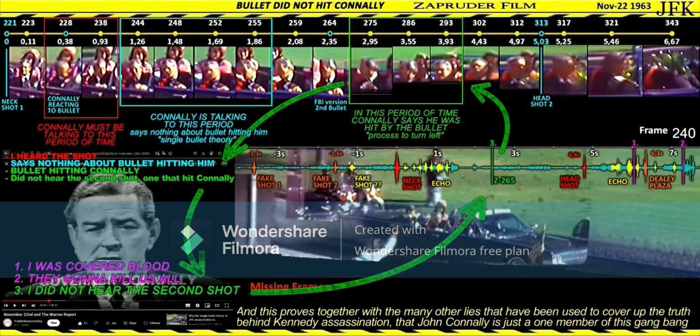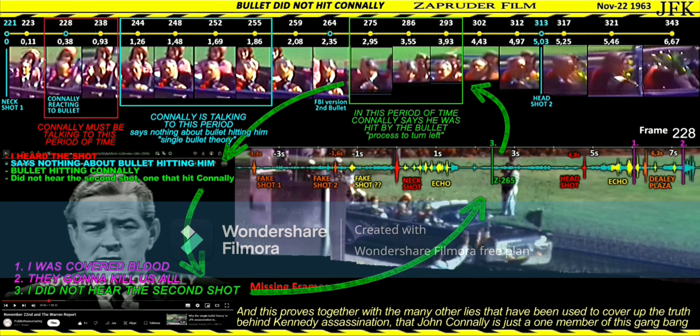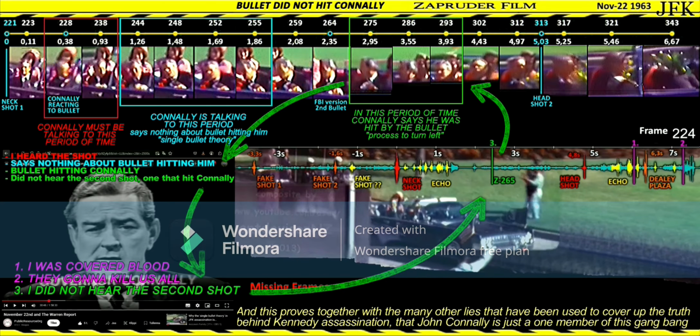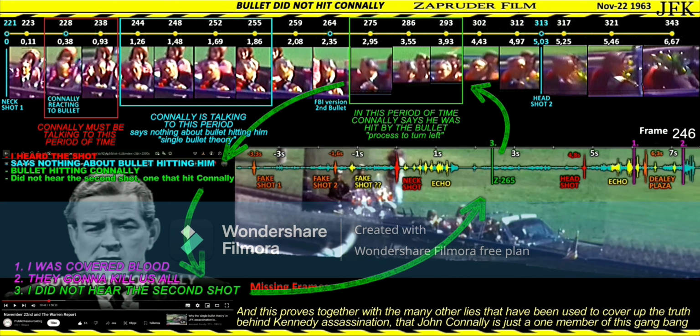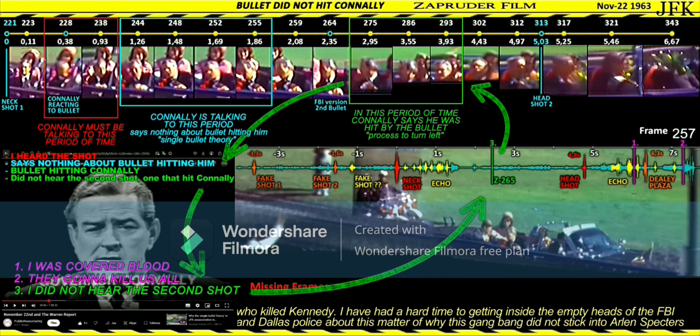And this proves, together with the many other lies that have been used to cover up the truth behind the Kennedy assassination, that John Connolly is just one member of this gang who killed Kennedy.